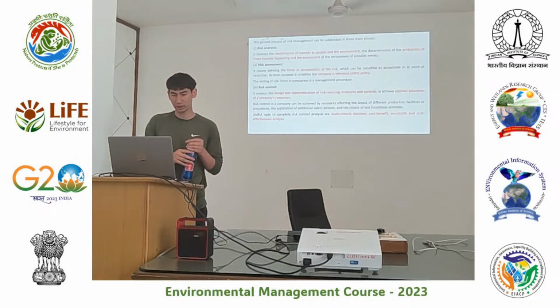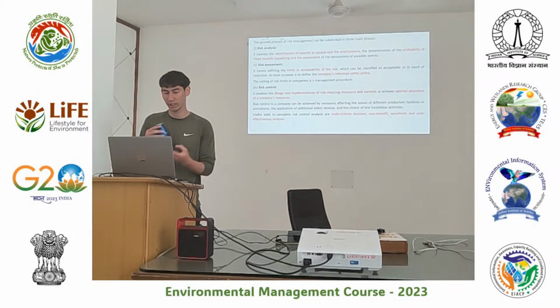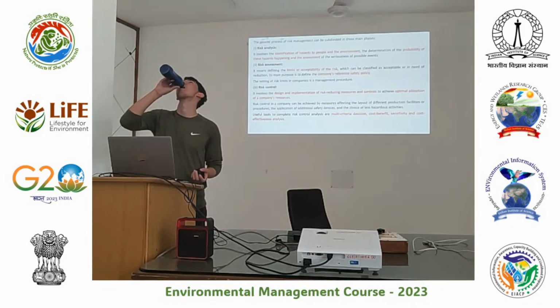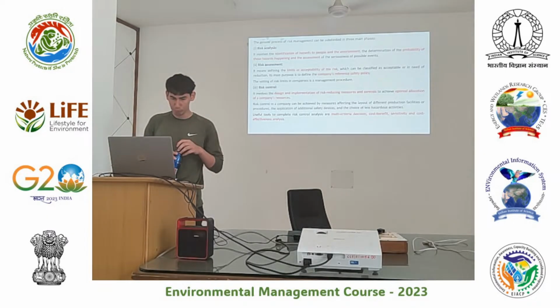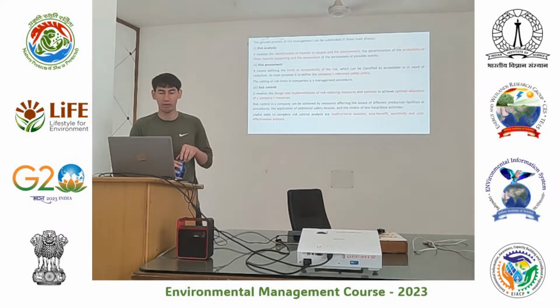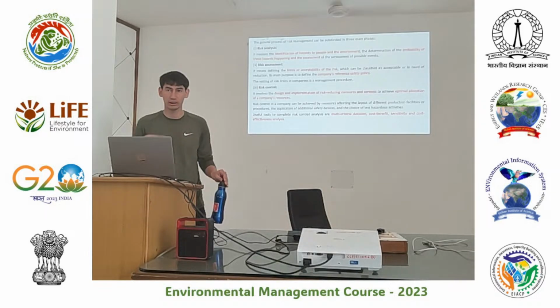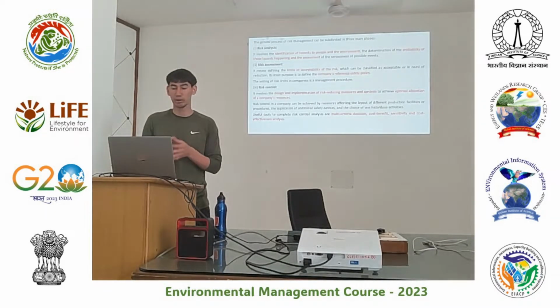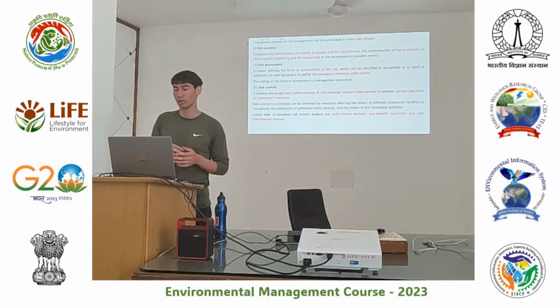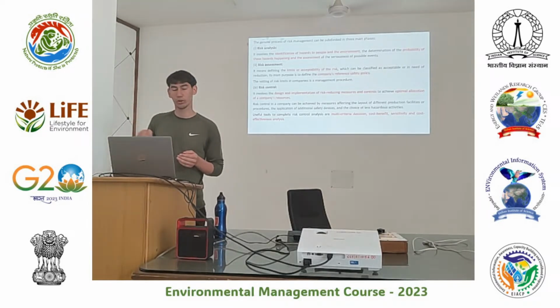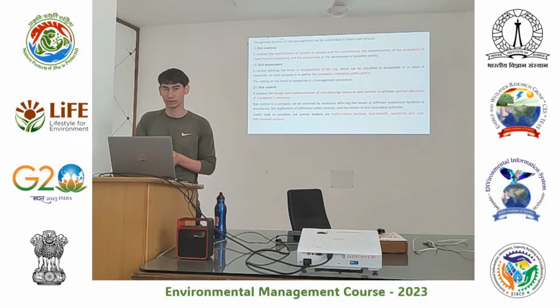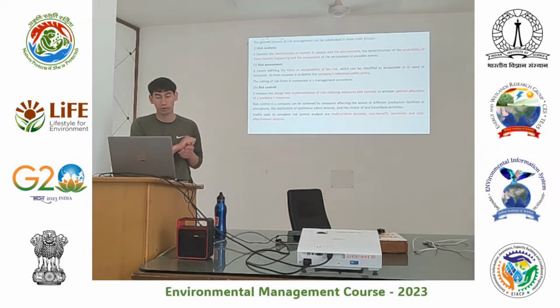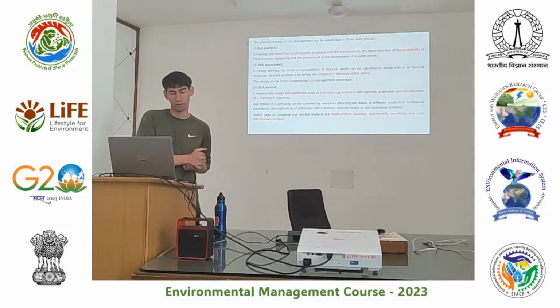Its main purpose is to define the company's reference to safety policy. The setting of risk limits for companies is a management process. And third is risk control. How to control the risk? It involves the design and implementation of risk reducing measures and controls to achieve optimal allocation of a company's resources. How to optimize the resources the company has and reduce risk by means of those resources.